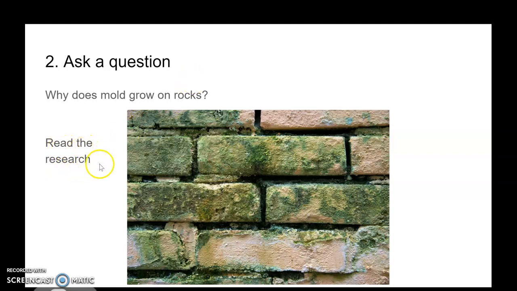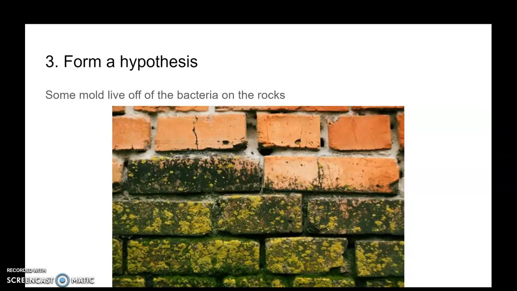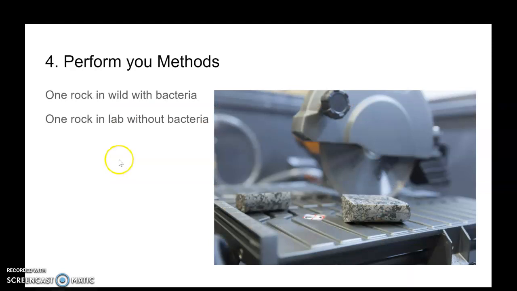And so then you read some research about it and figure out maybe mold likes wet places, and maybe this particular rocky area was wet. And then you say, well, maybe the mold likes to live in wet areas because it can live off of the bacteria from those wet rocky areas. Okay, so that's your hypothesis: some mold live off of the bacteria on the rocks. So then you may perform some experiment. You have one rock in the wild with bacteria in that wet area, and one rock in the lab that's dry and doesn't have any bacteria.